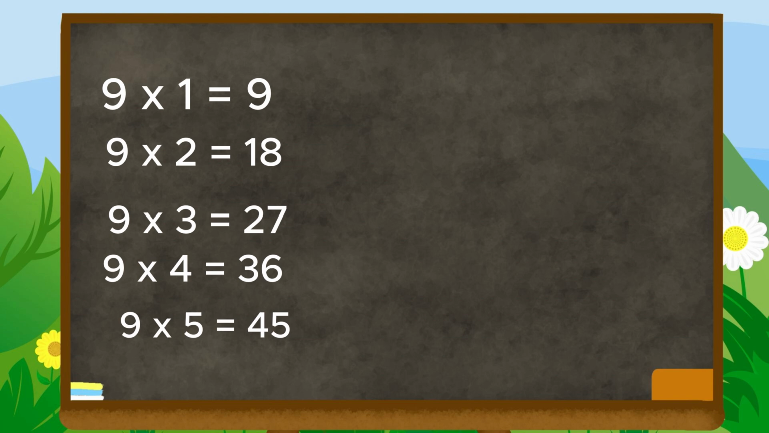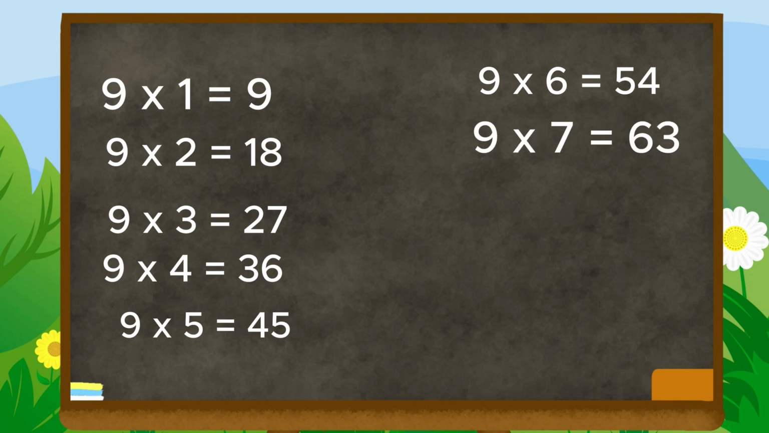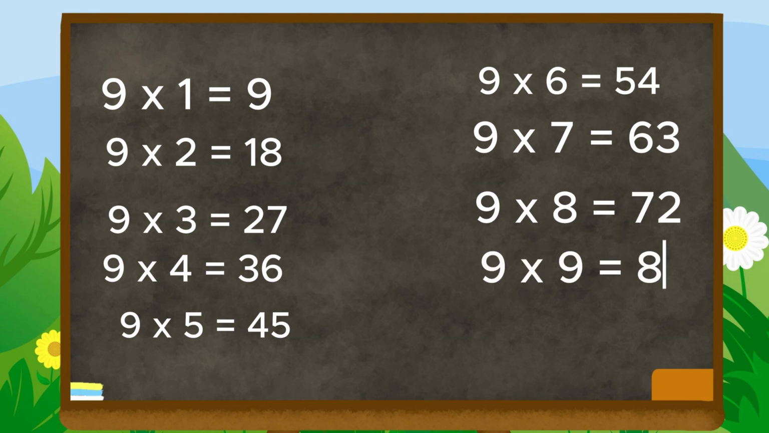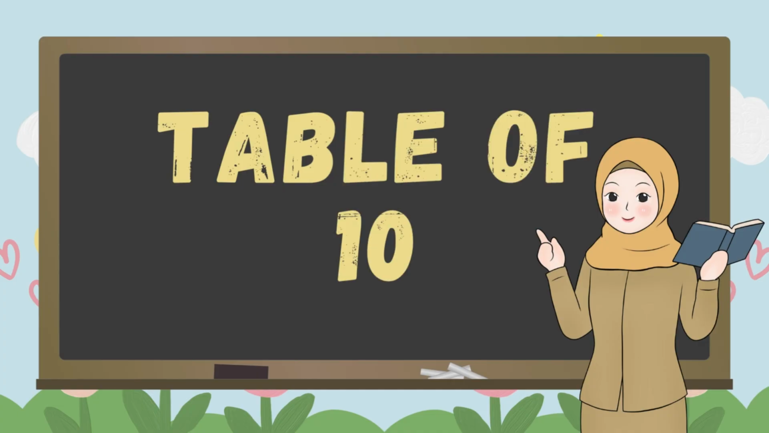9 fives are 45. 9 sixes are 54. 9 sevens are 63. 9 eights are 72. 9 nines are 81. 9 tens are 90. Table of 10.